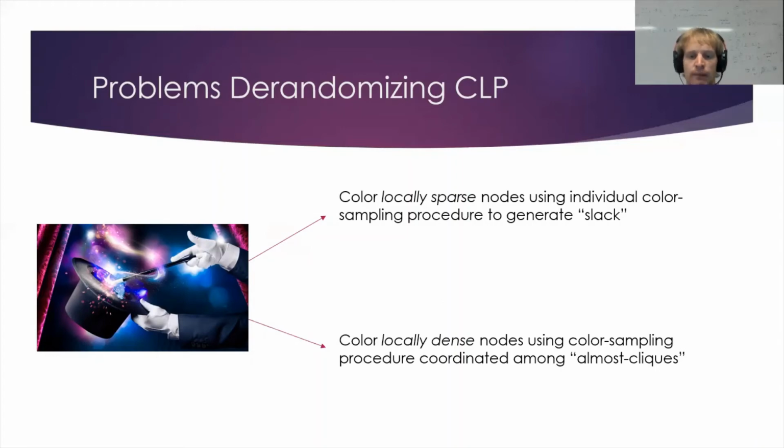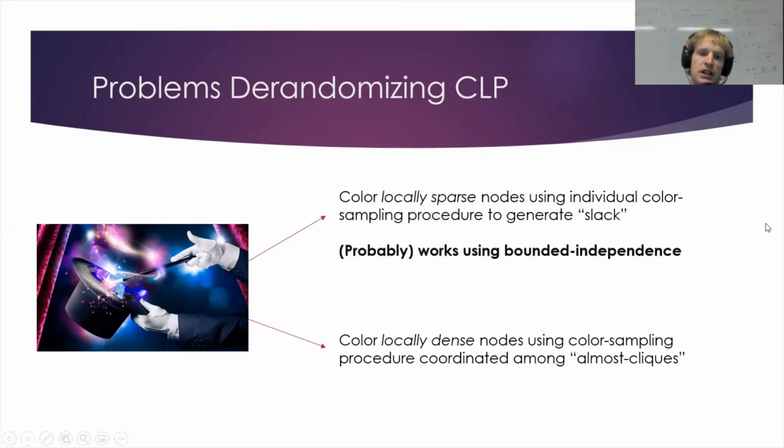And then within these almost cliques, you can synchronize all your random decisions. So you can make sure that when you're trying colors, within these almost cliques, you're synchronizing everything so that none of your color choices there are going to clash. The only clashes are possibly between your almost clique and a different almost clique, of which they can show there are a few.